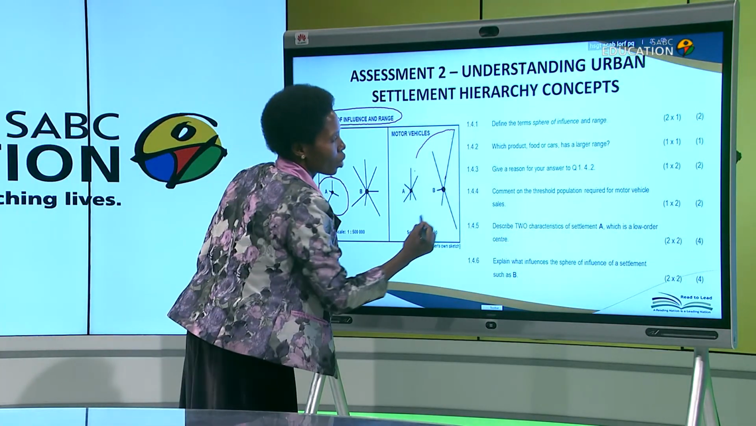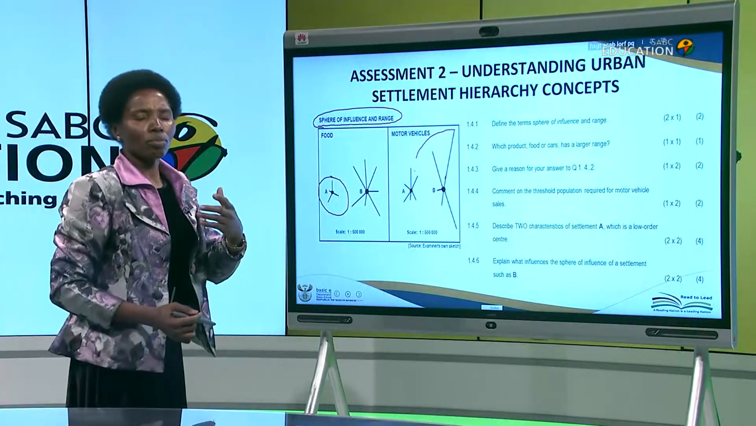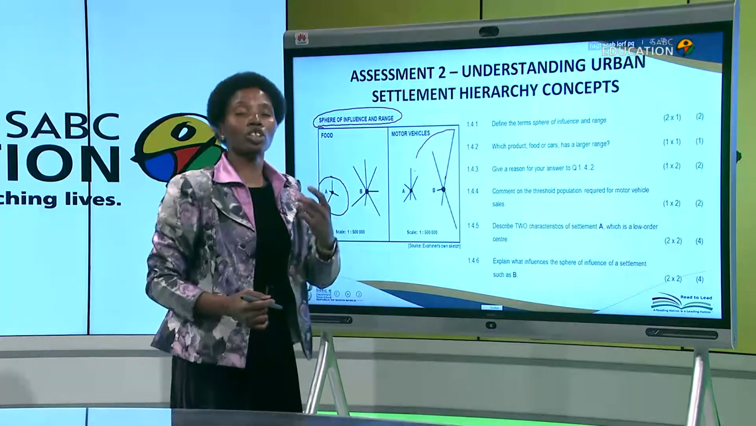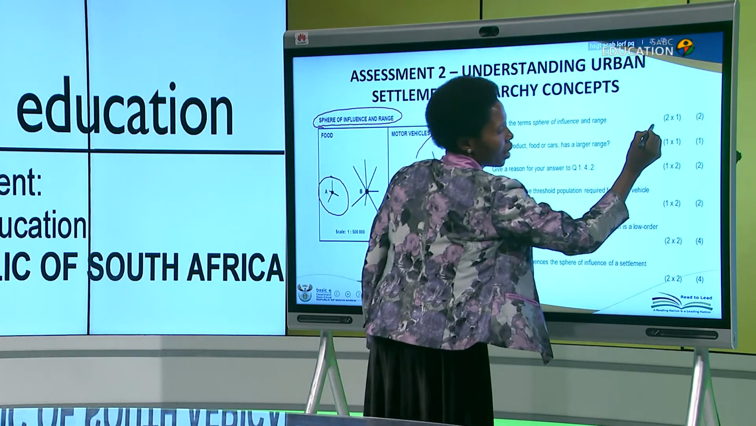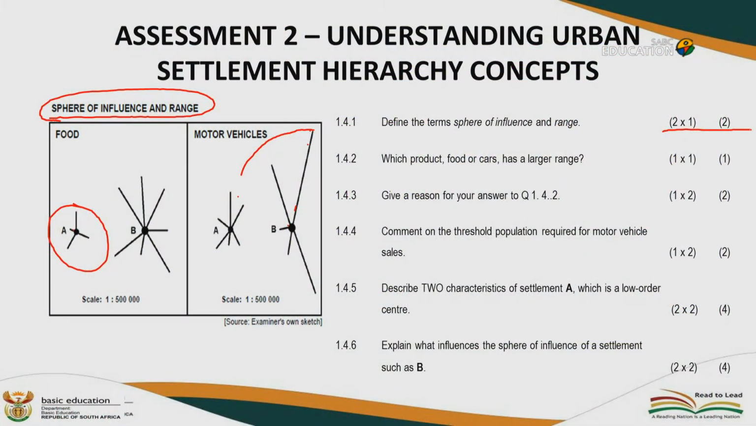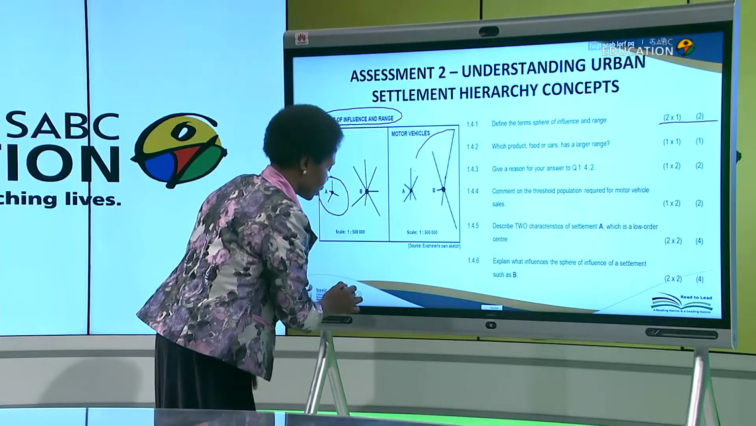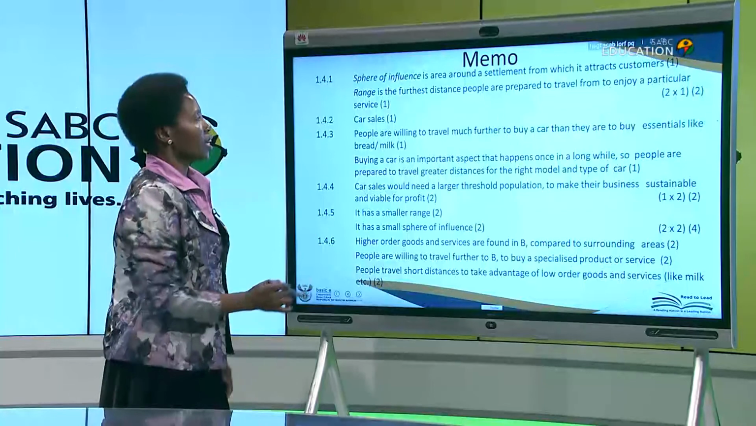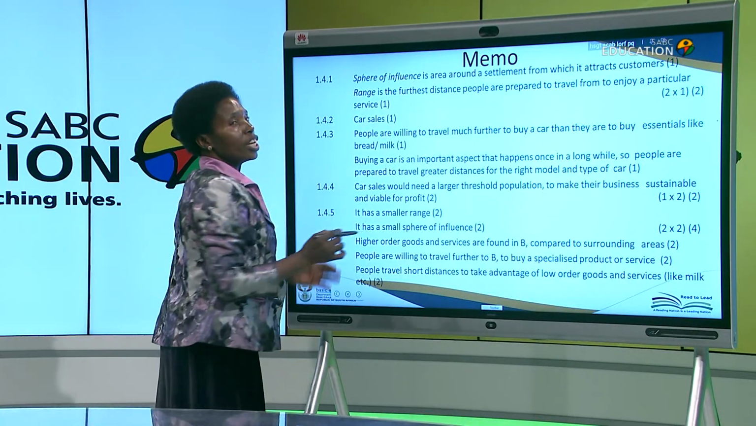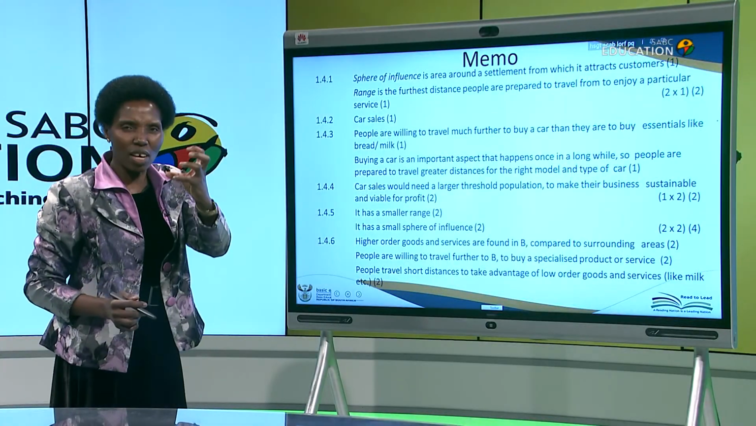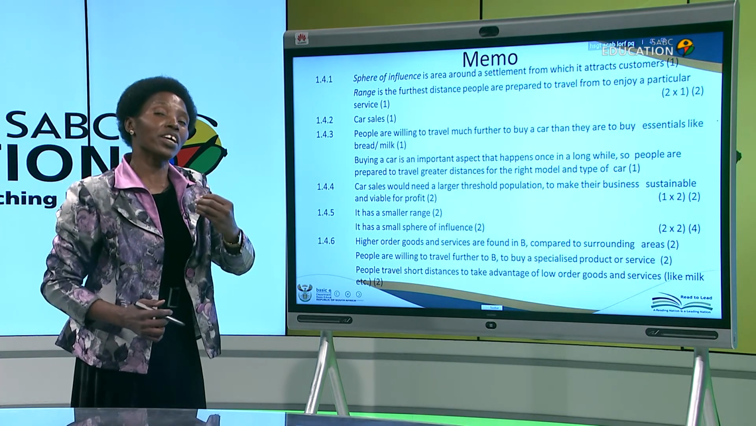Okay, let us look at the questions. When you are answering here, take note that the questions have an allocation of marks. Check, because when you are explaining, you need to take note of how marks are being allocated. The first one, they said you define what a sphere of influence and a range are. When we look at how to answer that, for the sphere of influence, you need to make it a point that there is a key when you are answering, more especially when you are giving a definition.